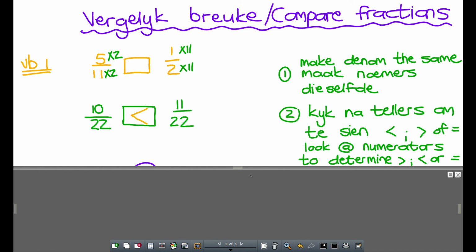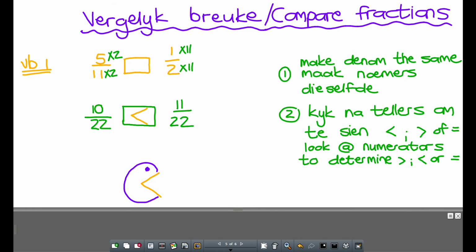Do you guys ever play Pac-Man? Okay, so I remember Pac-Man. I know my son was taught something about a crocodile in primary school. No? Okay, so the crocodile or Pac-Man is always going to go for the biggest one. So that's why it's biting towards the 11. Okay. You guys good with that? Any questions? Okay, lekker.